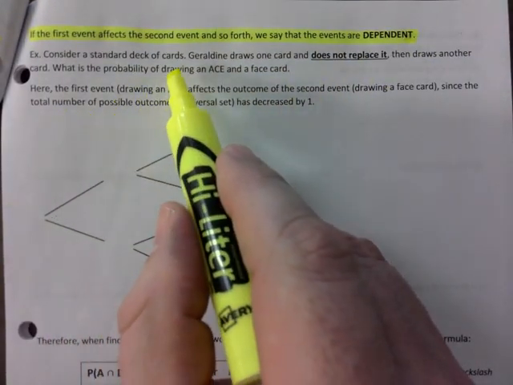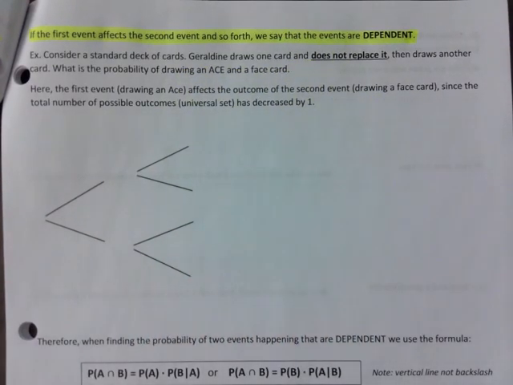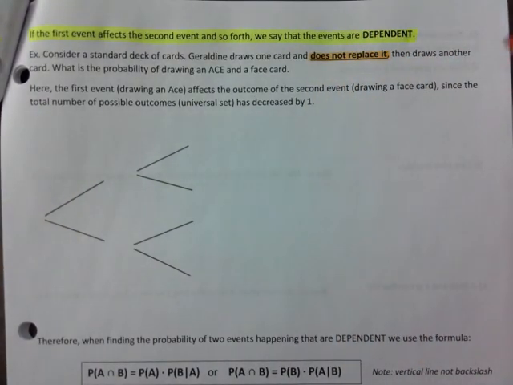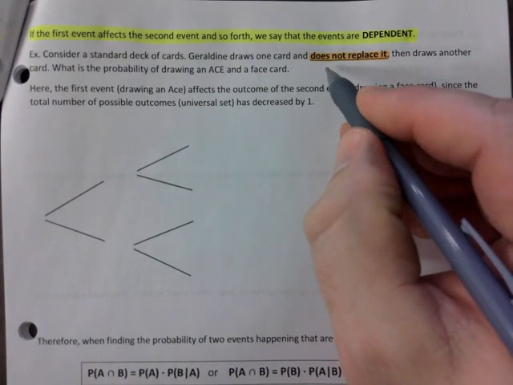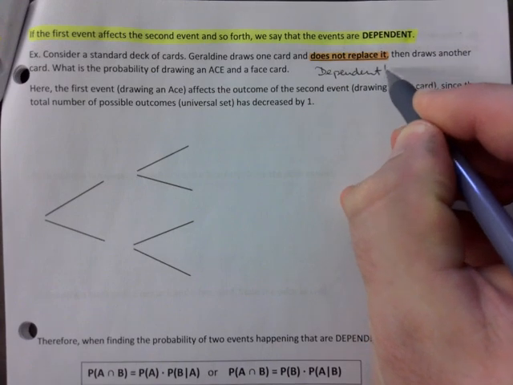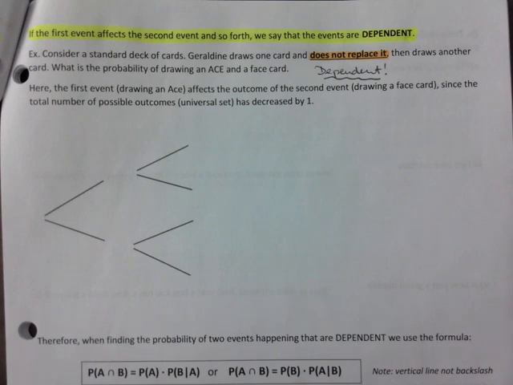Consider a standard deck of cards. Geraldine draws one card. Does not replace it. Why is he saying it so many times? That is a dead giveaway. If you're taking away from the total for our next event, you're affecting the next event. So they're dependent. They depend on each other. You know what I'm saying there?